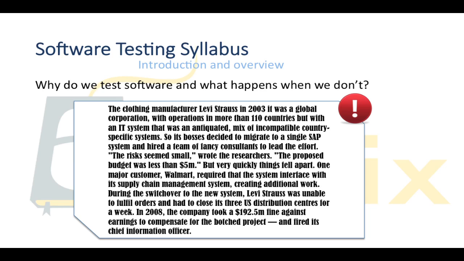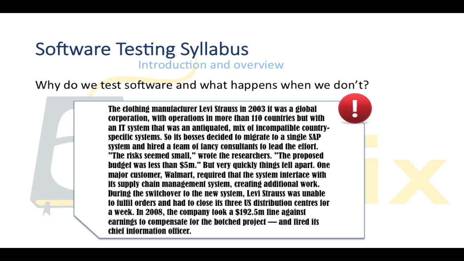But very quickly things started to fall apart. One of the major customers, Walmart, or Asda in the UK, required that the system interface with its supply chain management system. Of course, it wanted to. This would also create additional work during the change. But during the switch over to the new system, Levi Strauss was unable to fulfill orders and had to close 3 US distribution centers for a week.